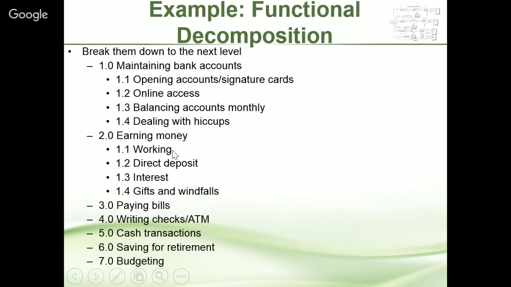Earning money. So we work to earn money, then there's direct deposit that comes in. We earn interest, we've got gifts, we've got windfalls, and I haven't broken anything out. But you see how you work this down in a functional decomposition, and it could go down to a further level.